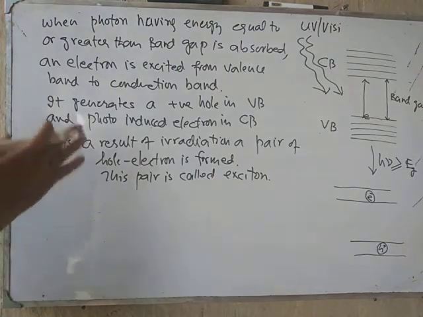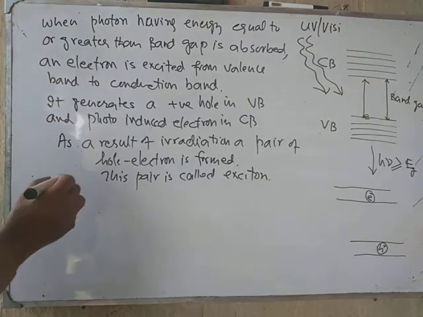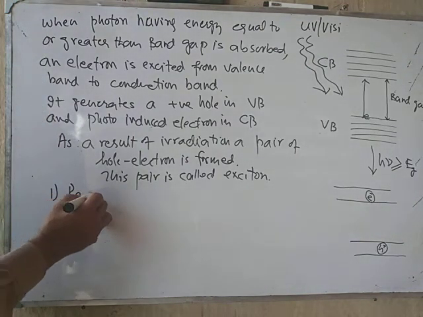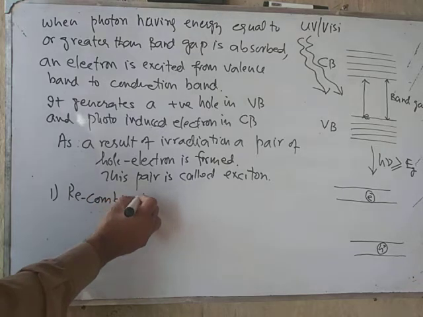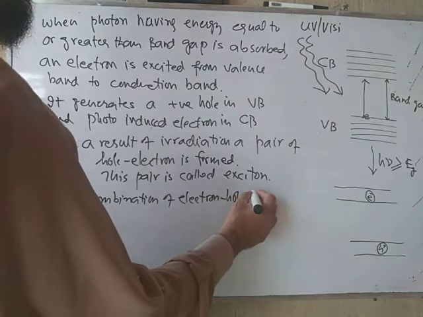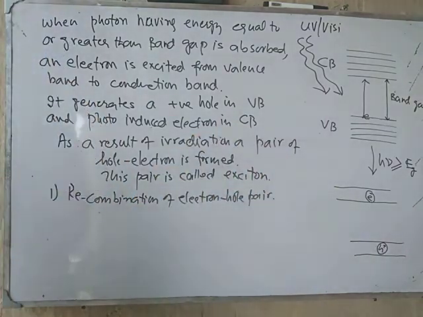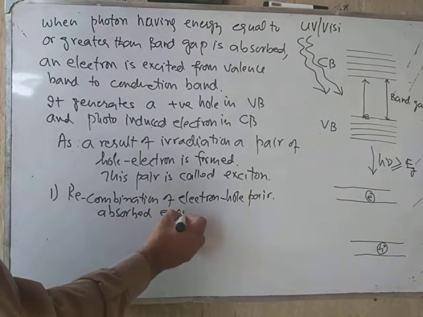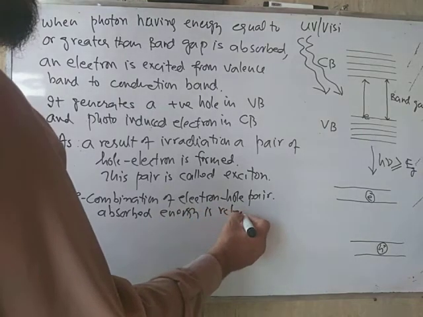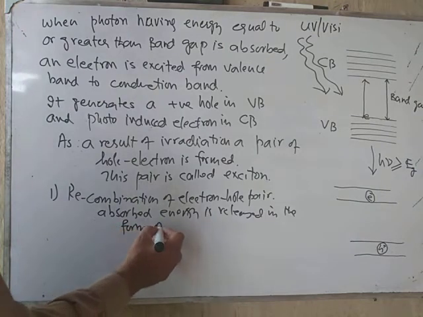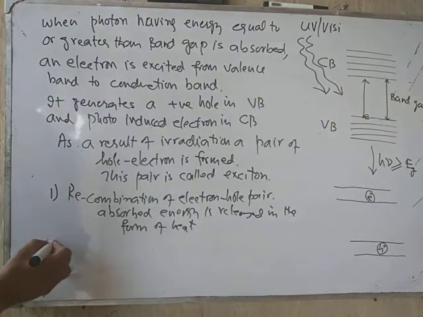यानी टू प्रोसेस पर होंगे. नंबर 1, recombination of the electron hole pair. So the absorbed energy will be released in the form of heat. और दूसरा ऑप्शन क्या है?